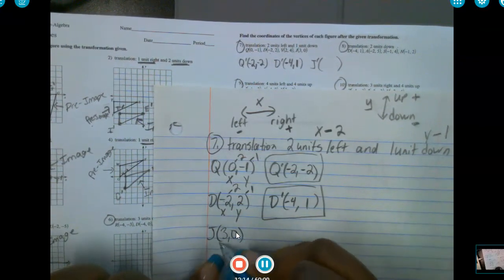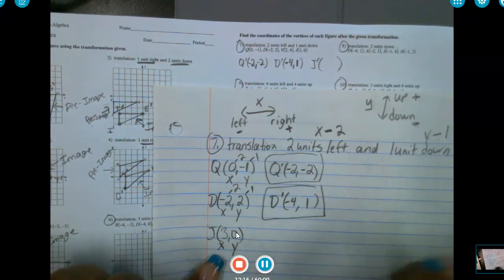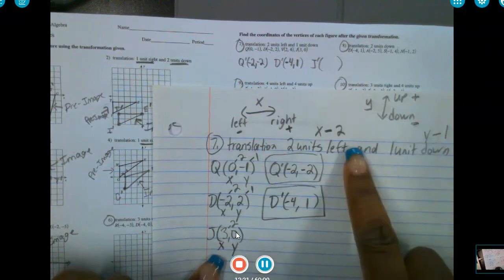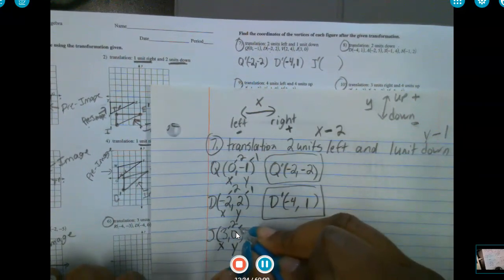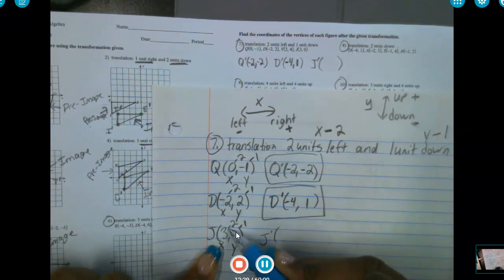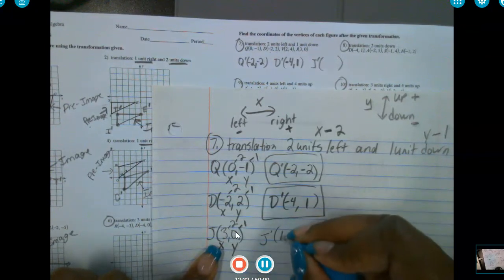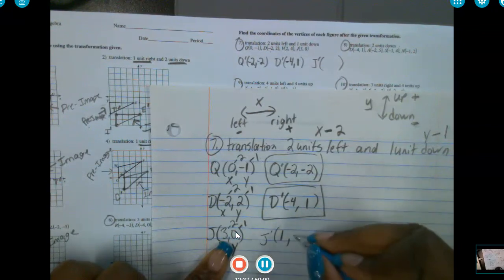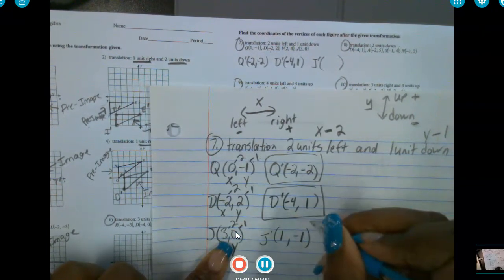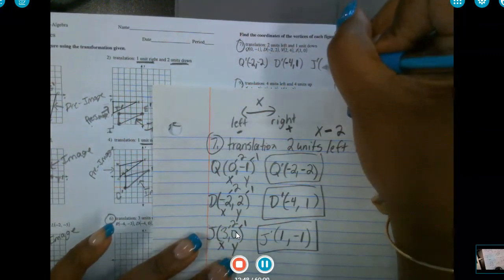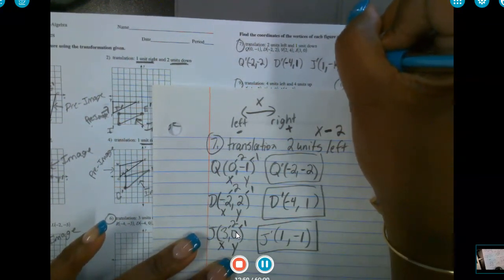Okay? This is X. This is Y. What am I going to do to X? Subtract 2. So I'm going to say minus 2. What am I going to do to Y? Minus 1. So what's going to be my J prime? 3 minus 2 is 1. 0 minus 1 is negative 1. This is my J. This is my J prime. So put that here: 1, comma, negative 1. All right?